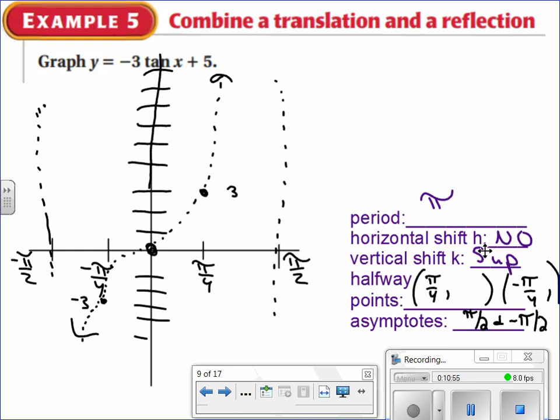So if this, at the origin, is shifted up 5, where would it now live? At 5. But this guy that used to be at 3, if he gets shifted up 5, where would he live? 8. Good, so my halfway point is pi over 4, 8. I did it again, didn't I? This is going to be an upside down tangent graph. As soon as I wrote 8, I was like, crap.